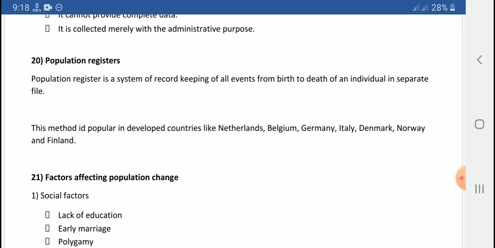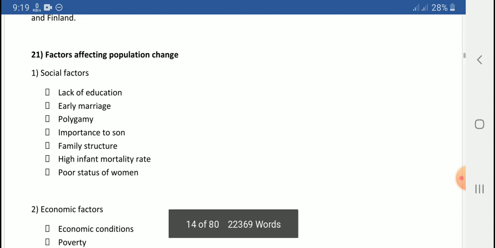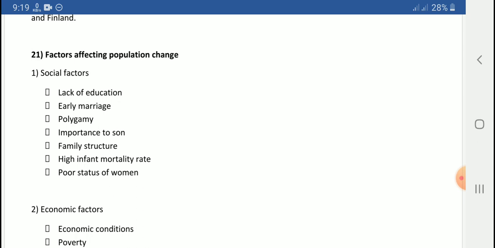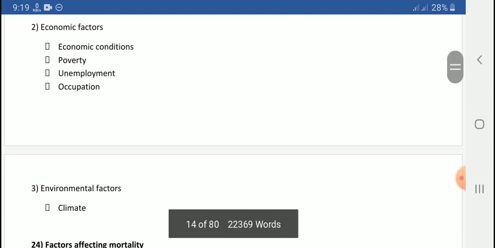Okay, so these are the primary sources of population data we have discussed, and secondary sources include journals, books, population monographs, statistical books, reports, etc. We will not discuss them in detail. We just need to know the names or examples of secondary sources of population data. Now here are the factors affecting population change. They are social factors, economic factors, and environmental factors.